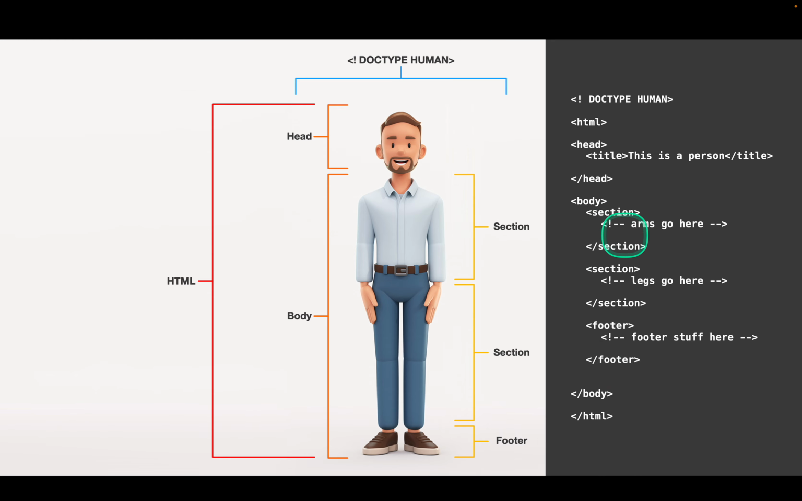And if I had further stuff inside the section here, like this comment, I would indent it a little bit further. And so again, it makes it very easy to just look down the page and see what's what. So I have another section here, again with another comment, legs go here. And the footer, again with another HTML comment there. All right, so I think that's enough for now.